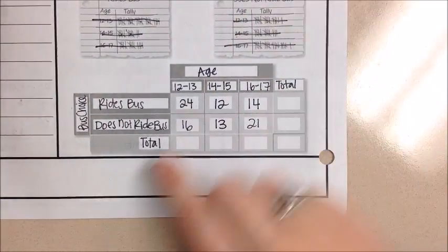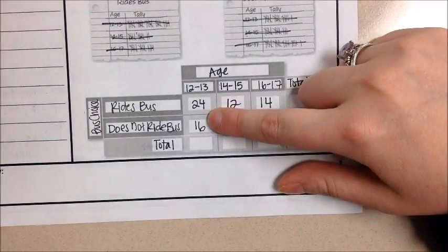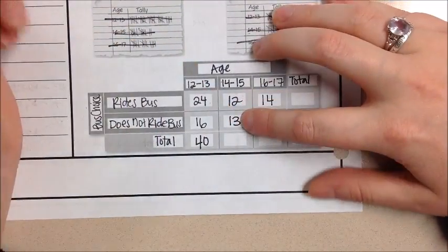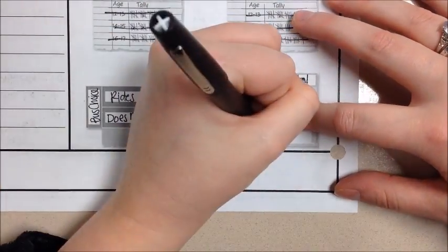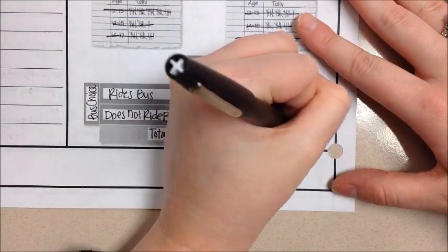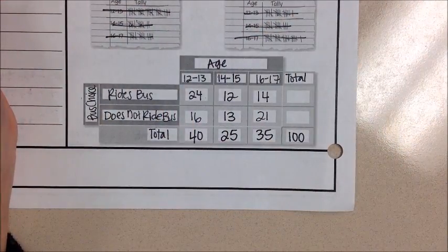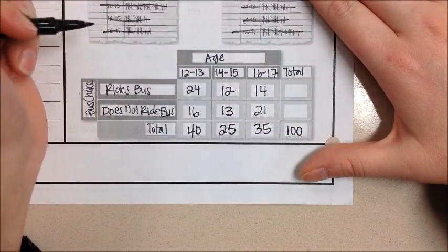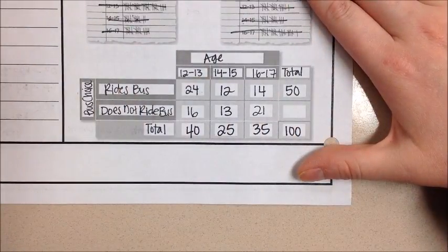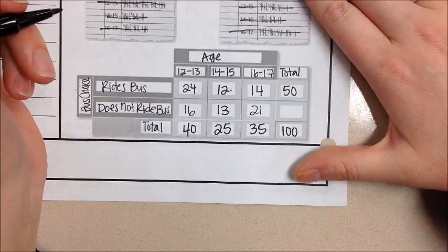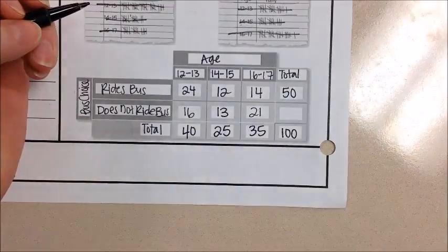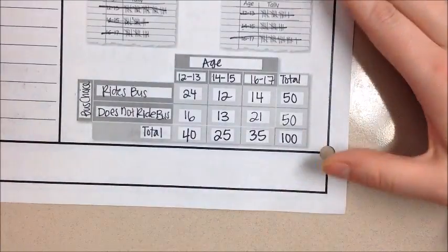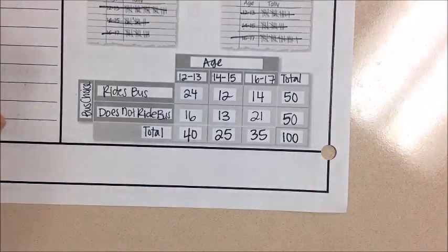Now I have to add up. I have 24 and 16, that adds up to 40. 12 and 13, that's 25. And 14 and 21, that's 35. So the total is 100. When I add up this way, it should add up to be the same. So 24 plus 12 is 36, plus 14 is 50. And 16 plus 13 is 29, plus 21 is 50. So there are my marginal frequencies.